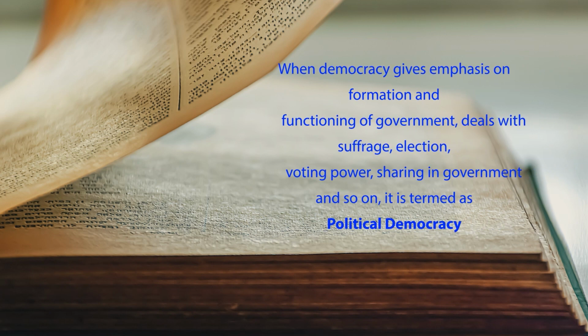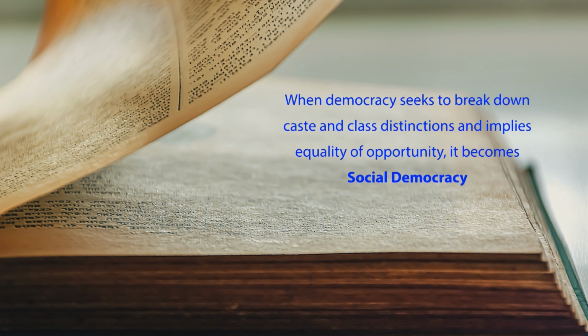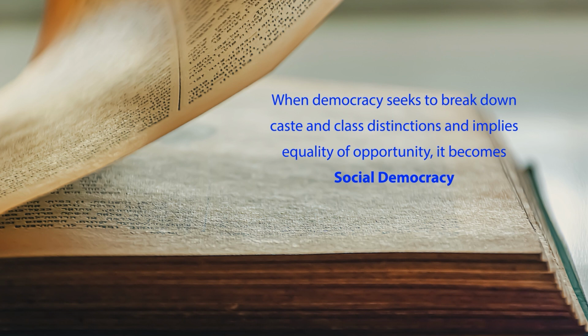And when democracy gives emphasis on the formation and functioning of government, deals with suffrage, election, voting power, sharing in government and so on, it is termed as political democracy. And when democracy seeks to break down caste and class distinctions and implies equality of opportunity, it becomes social democracy. If we provide equality of opportunity irrespective of class and caste distinctions, then the democracy becomes social democracy.